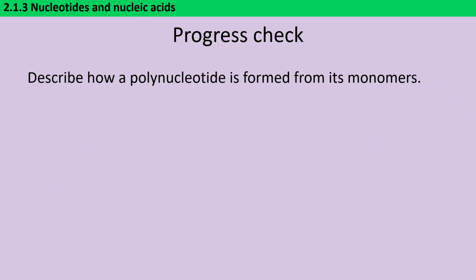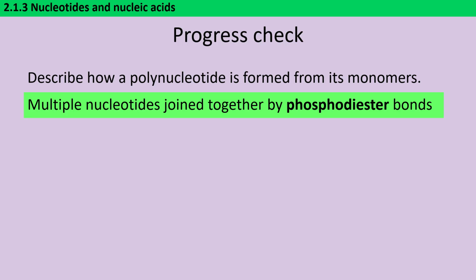So pause the video, and can you describe how a polynucleotide is formed from its monomers? We're thinking about multiple nucleotides being joined together by phosphodiester bonds, and this takes place as part of a condensation reaction.